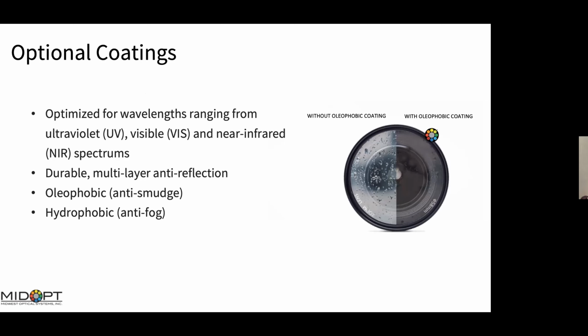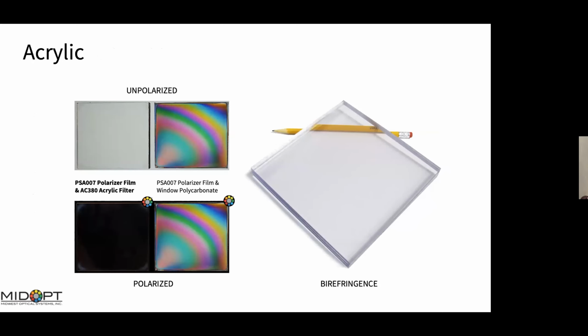So if you're using acrylic as an enclosure window, as a protective window for your lens or your camera system, acrylic is a great option. And we'll talk about AR coatings in just a minute or two as well. But acrylic is a great option for protection, and also in situations where you can't use glass filters or glass components.